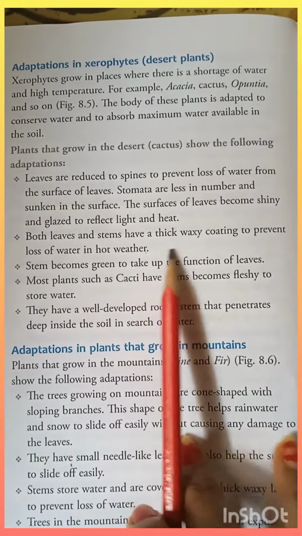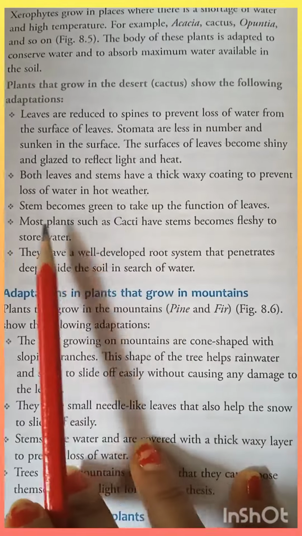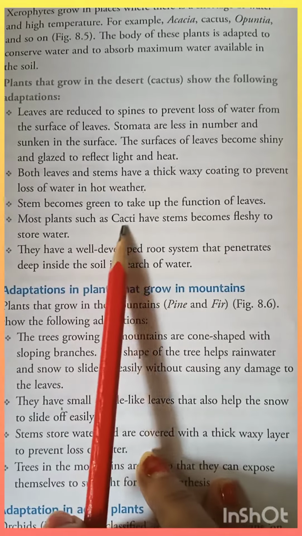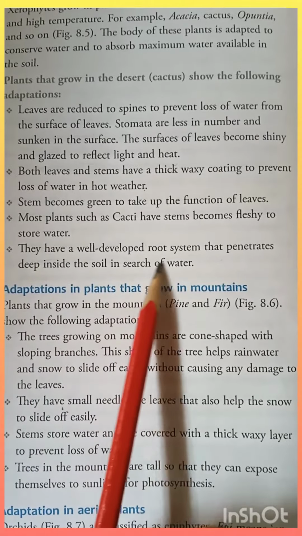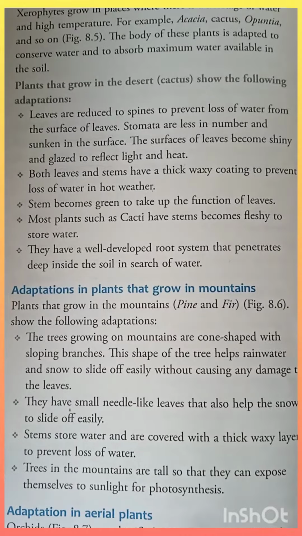Both leaves and stems have a thick, waxy coat to prevent the loss of water in hot weather. Stem becomes green to take up the function of leaves. Most plants such as cacti have stems that become fleshy to store water. They have a well-developed root system that penetrates deep inside the soil in search of water.